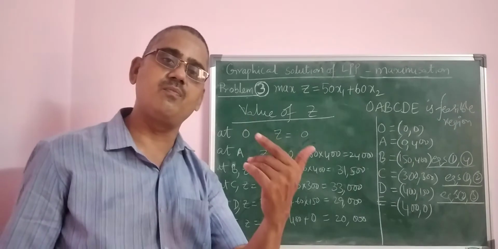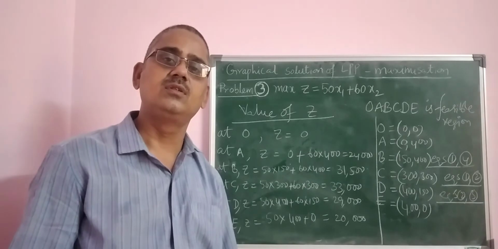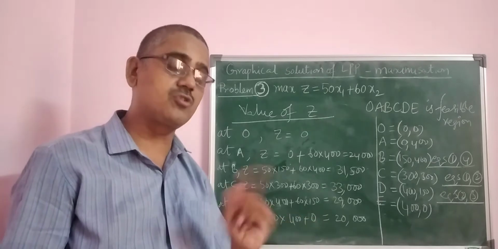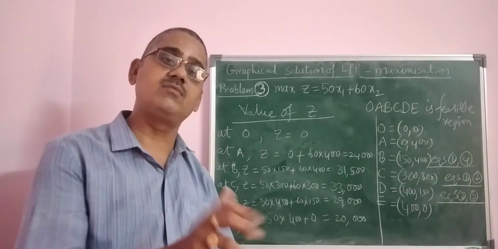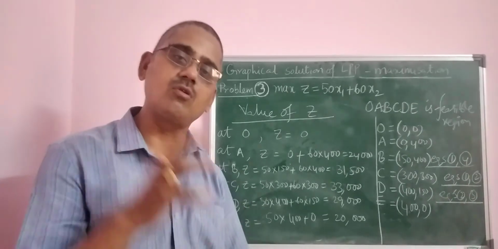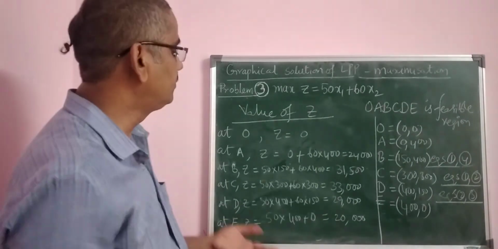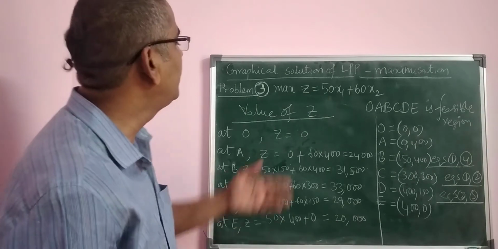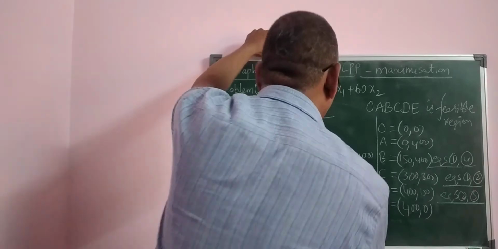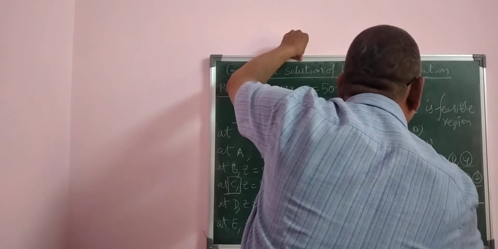Up to here the problem is the same. After that, to calculate the maximum value you have to select the maximum value, and to calculate the minimum value you have to select the minimum value amongst all the values. So what is the maximum value here? 33,000. This provides the maximum value at C. What is the point C? The point C is 300, 300.